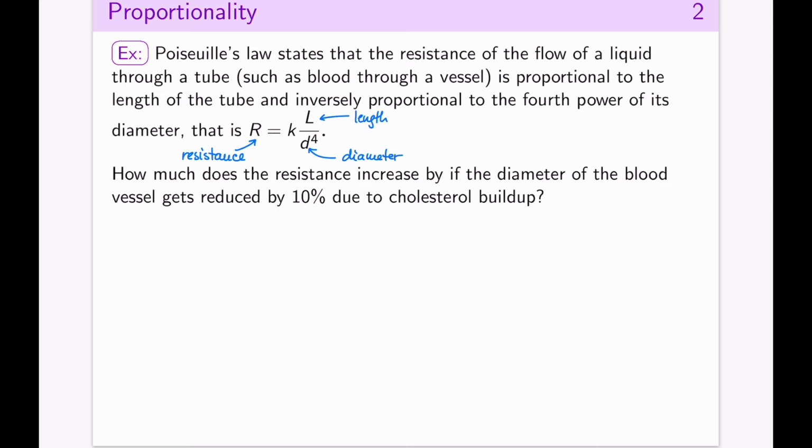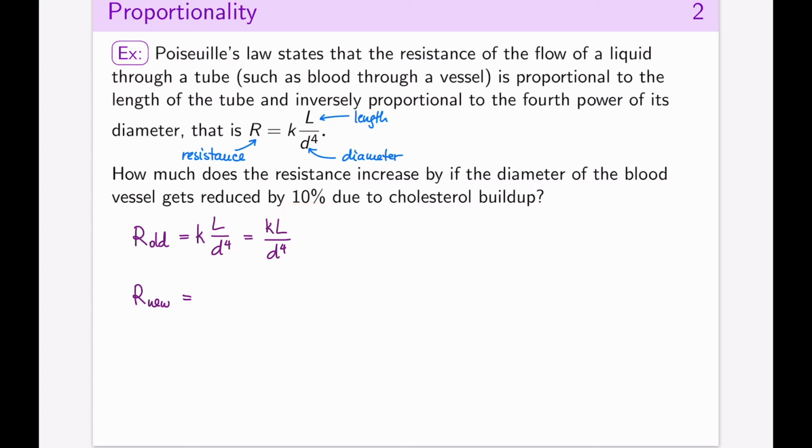Applying the exact same technique we had before, first I'm going to say that my old resistance, R old, is going to be K times L divided by D to the power 4. I can also just combine the K and the L on top of this fraction. So this is my old resistance with the diameter D as stated. What about my new one? My new scenario is the diameter of the vessel got reduced by 10%.